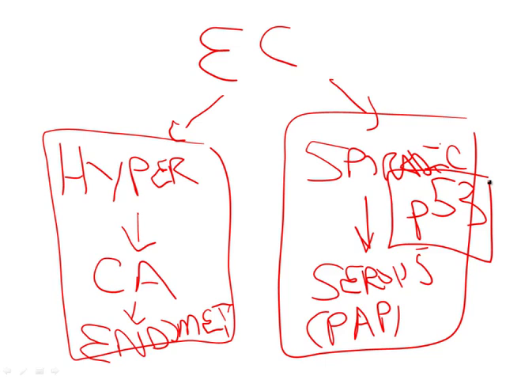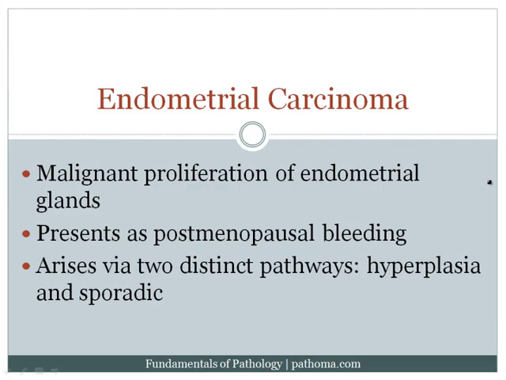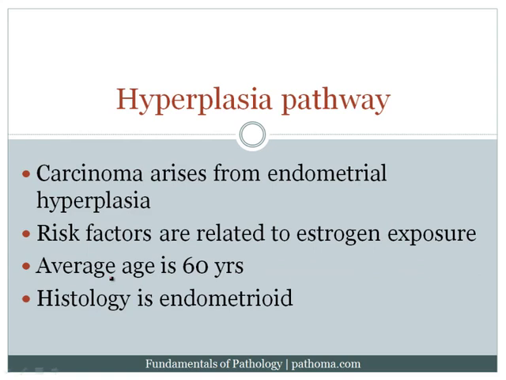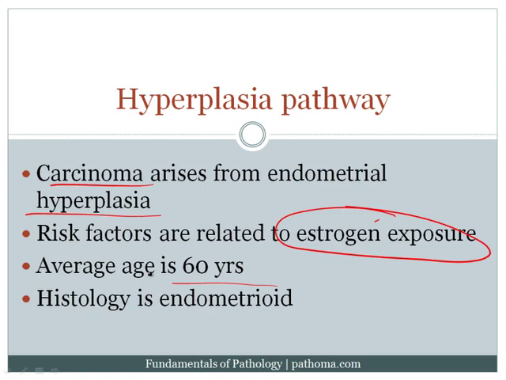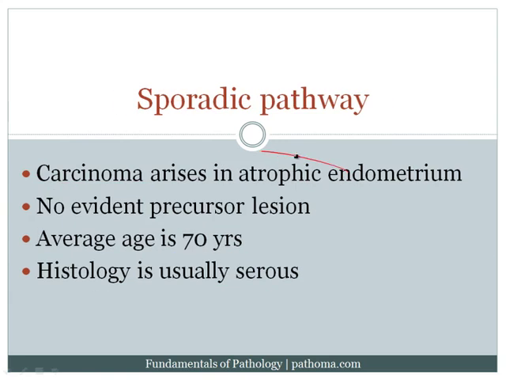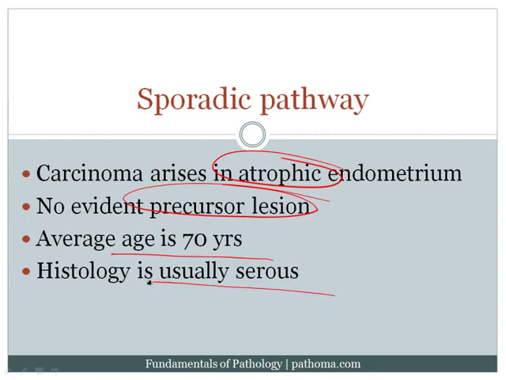Now, with that background, you can now understand what I've written in the text. So let's walk through the text together. Endometrial carcinoma, as I've already stated, is a malignant proliferation of endometrial glands. It's going to present with bleeding, and there's two distinct pathways. In the hyperplastic pathway, you get carcinoma that comes from hyperplasia. The risk factors are all based on estrogen, the average age is about 50, and the histology is endometrioid. In the sporadic pathway, you have an atrophic endometrium with no evident precursor lesion, and the average age is about 70. The histology, of course, will be serous.